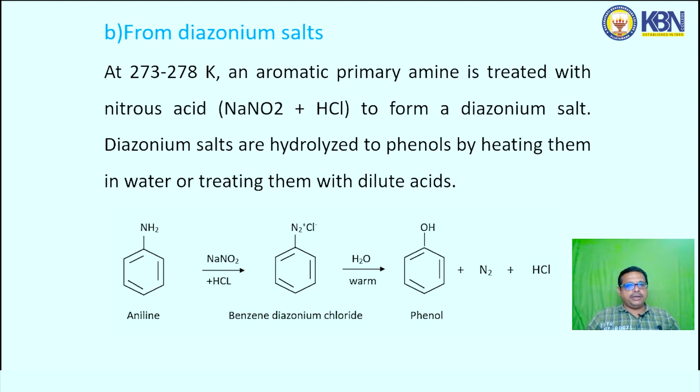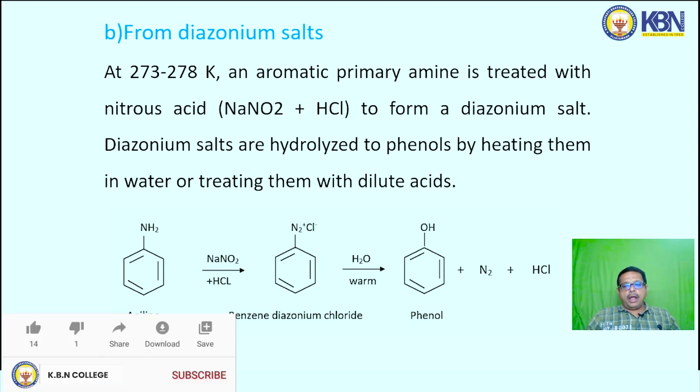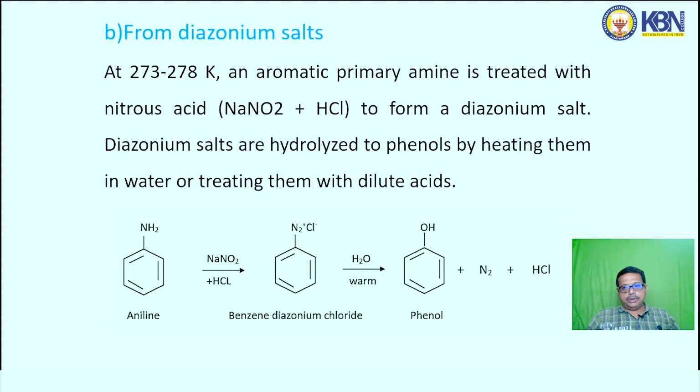The second preparation is from diazonium salts. At 273 to 278 Kelvin, an aromatic primary amine is treated with nitrous acid. It can be prepared from sodium nitrite and HCl to form diazonium salt. Diazonium salts are hydrolyzed to phenols by heating them in water or treating them with dilute acids.